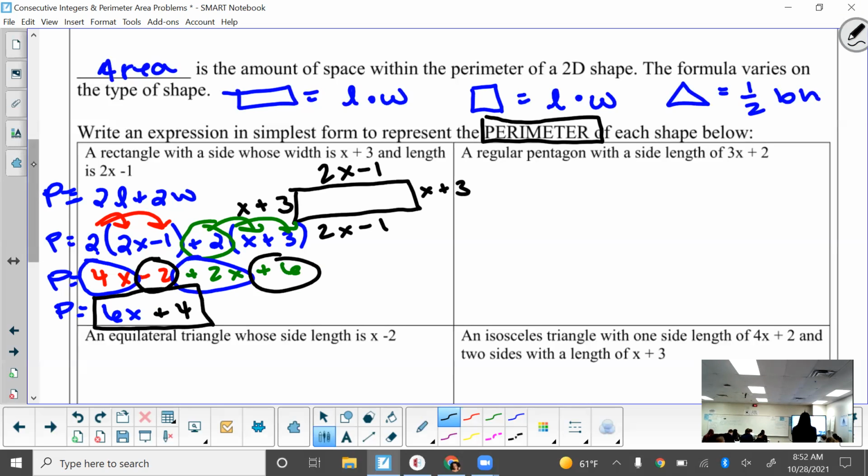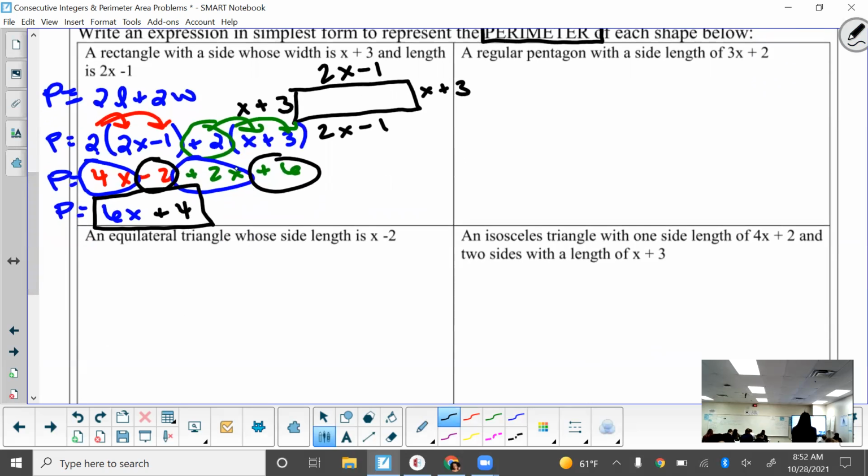All right, let's look at the one underneath that one. So we have an equilateral triangle whose side length is x minus 2. So what's special about equilateral triangles? All sides are equal, good. So just pretend that these are all equal, not to scale. That's why they only gave you one side length, because you should know that all the other side lengths are the same. So I have x minus 2 here, x minus 2 here, and x minus 2 here.